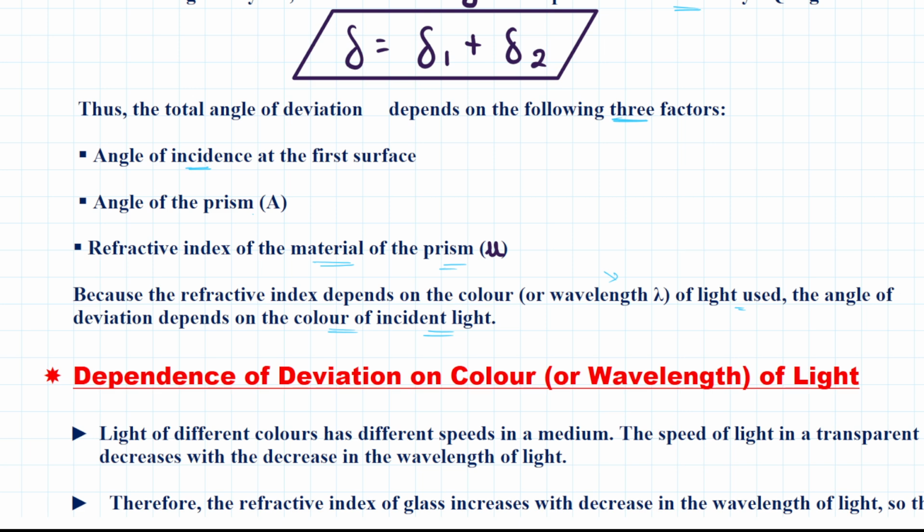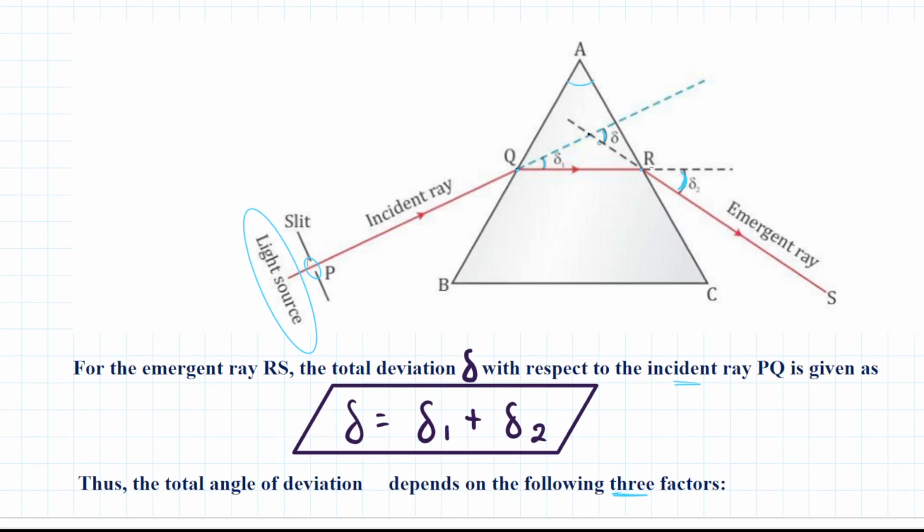So, deviation produced by a triangular prism. In the figure you can see the deviation produced when a light ray PQ of single color enters a triangular prism ABC. It gets deviated by angle delta 1 towards the base BC.